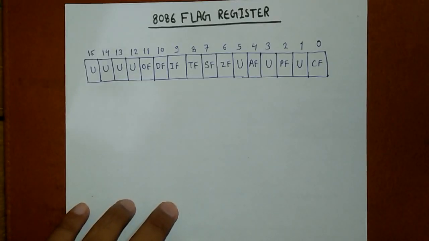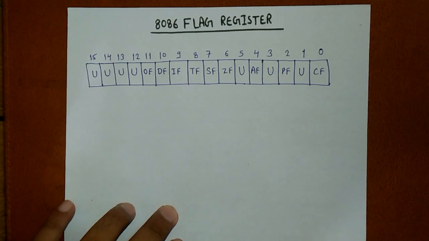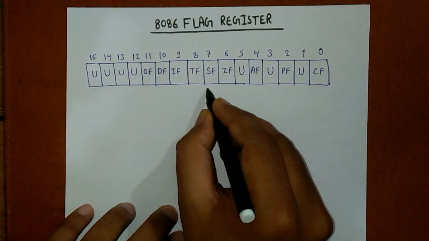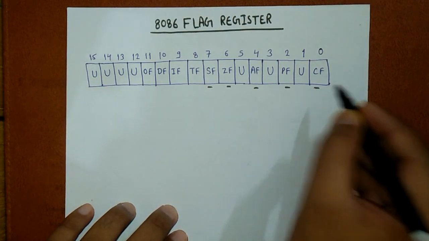Hello friends, in today's lecture we are going to discuss the flag register of 8086 microprocessor. In the 8086 flag register, it is a 16-bit register, and there are 9 flags that I will discuss here. The first 5 flags are the sign flag, zero flag, auxiliary flag, parity flag and carry flag.